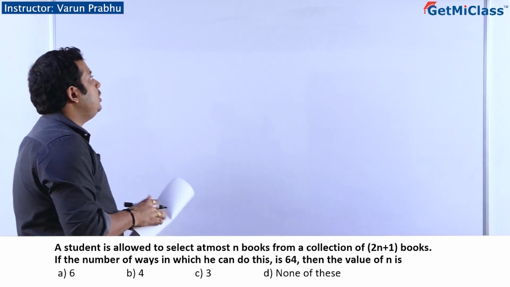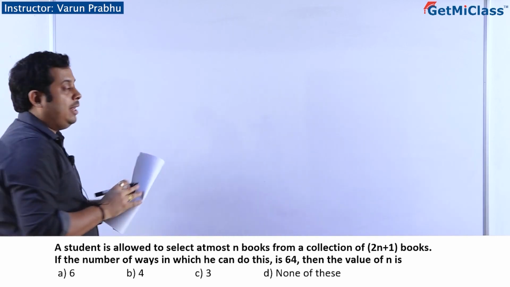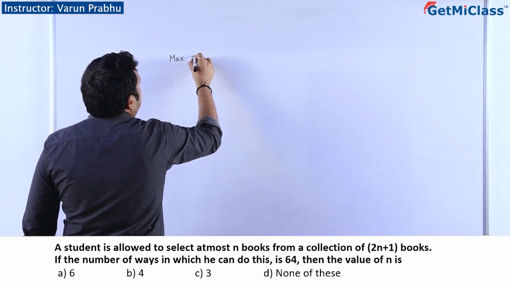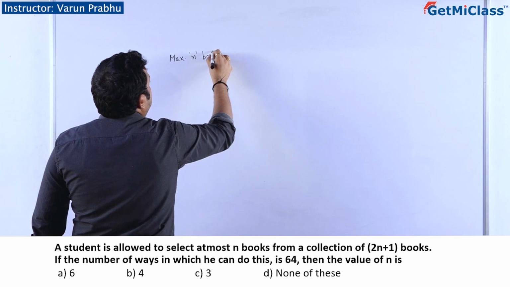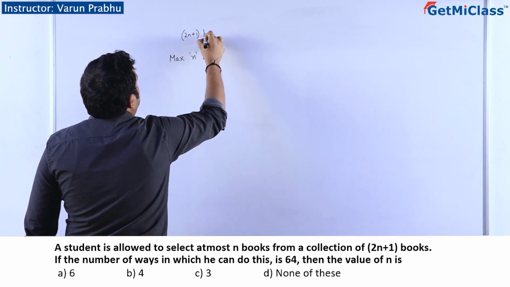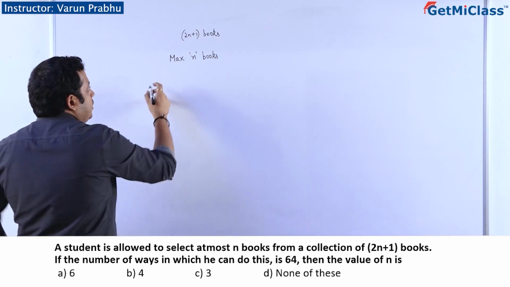This is an important question. It's told in the problem a student is allowed to select at most n books, which means maximum. At most means maximum, he can select how many books? N books from a lot of 2n plus 1 books. From there the student can select n books. Okay, so how to select?